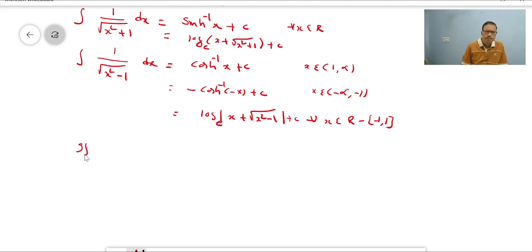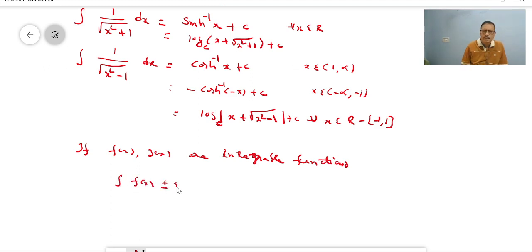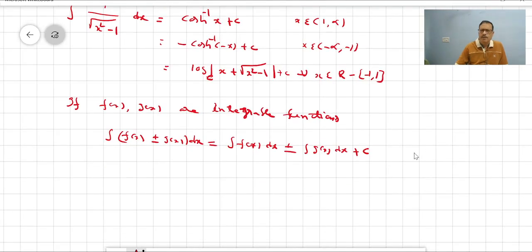If f of x and g of x are integrable functions, then the integral of f of x plus or minus g of x dx is equal to the integral of f of x dx plus or minus the integral of g of x dx plus constant. Okay, so what is the formula for the integral of f of x plus g of x dx?